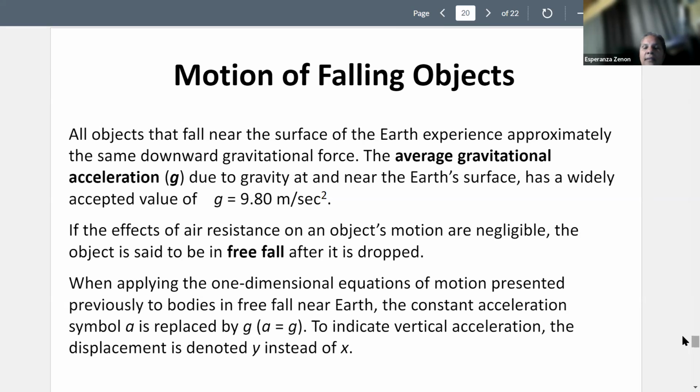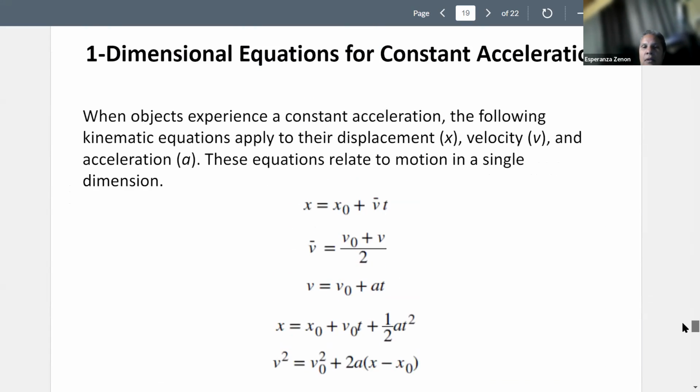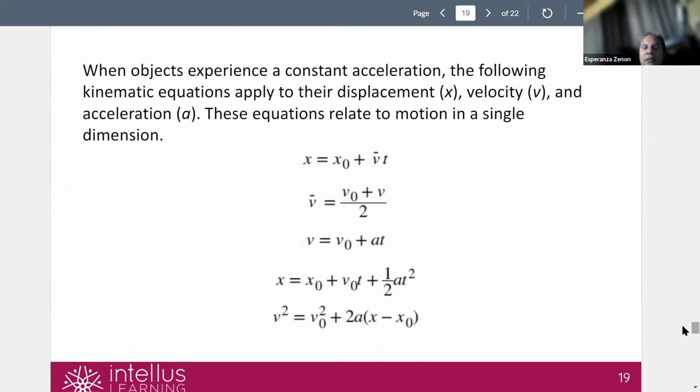So it's very nice then if you think about that, because you are dealing with motion where you know the value of the acceleration. You don't have to solve for the acceleration if it's free falling. If it's free falling, acceleration is given. How much? 9.8 meters per second squared down. So that means we can go back to these kinematic equations. Oh, sorry, scroll here. You can go back to these kinematic equations.